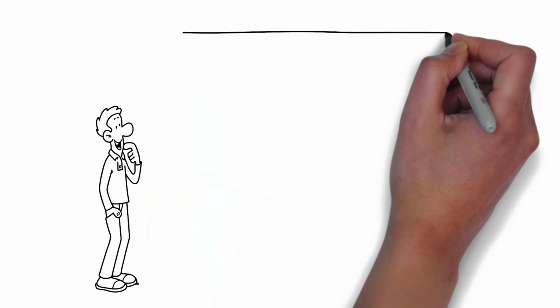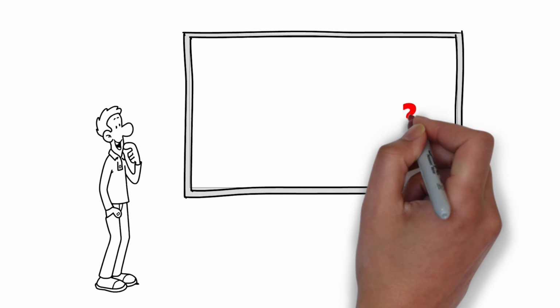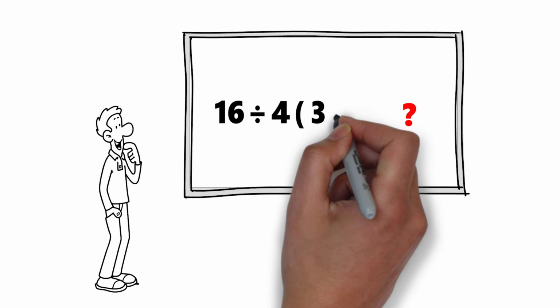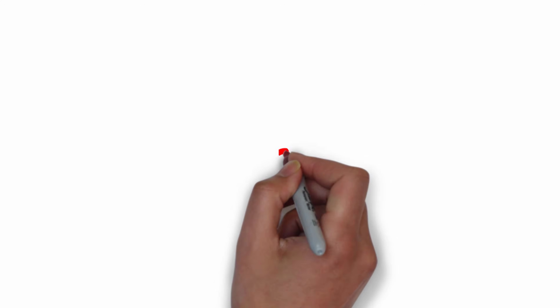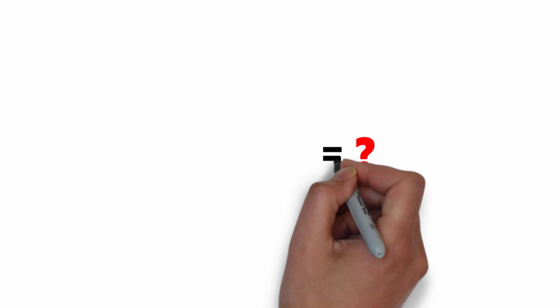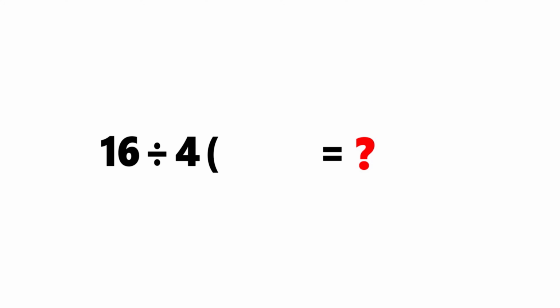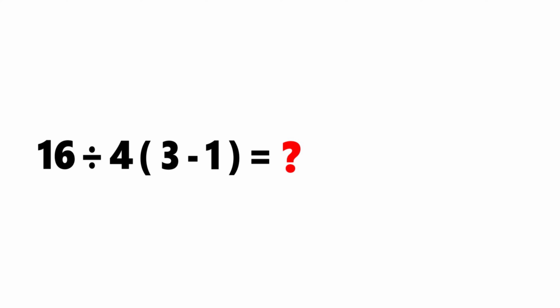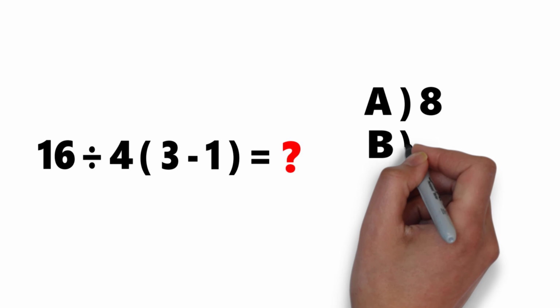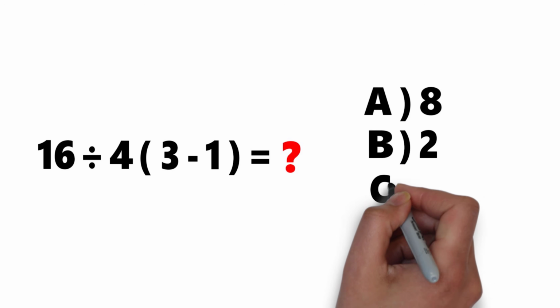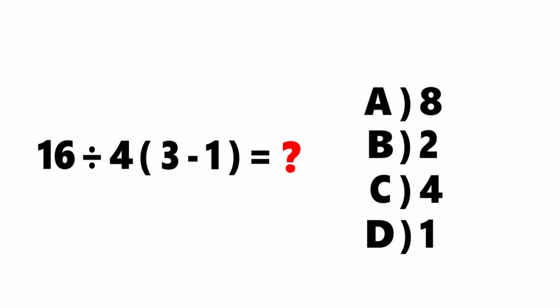Here's one of my favorite questions because it's easy to understand but might be challenging to solve. You need to calculate the question mark, and you're presented with the expression. On the other side of the expression you have 16 divided by 4 and multiplied by the value in parentheses, 3 minus 1. You have 4 different choices to choose from. Choice A, 8. Choice B, 2. Choice C, 4. And choice D, 1.